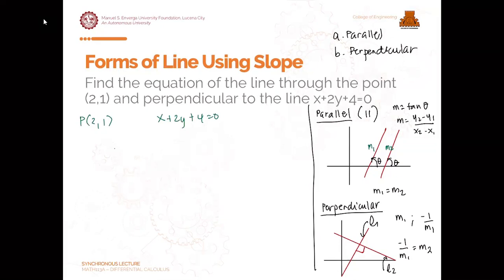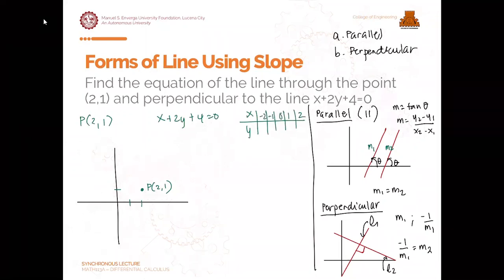So, let's say ito yung Cartesian plane natin. Okay? So, graphing yung line, yung point. So, (2, 1), ito yung point natin. Okay? Then yung line, para mag-graph yung line, pwede tayo mag-assume ng values for x and y. Okay? Negative 2, negative 1, 0, 1, 2. So, kailangan kunin natin yung value niya. Pwede nyo gawin dito is gawin yung y is equals to negative x minus 4 over 2, para makuha nyo yung value ng y.